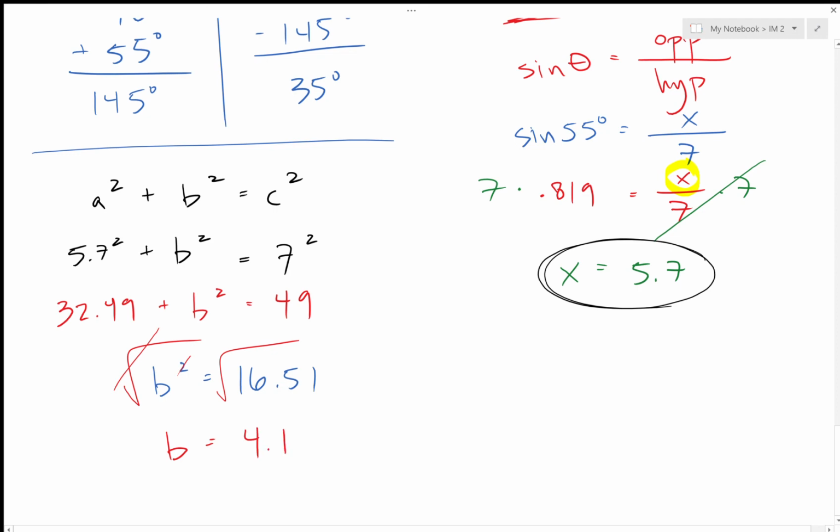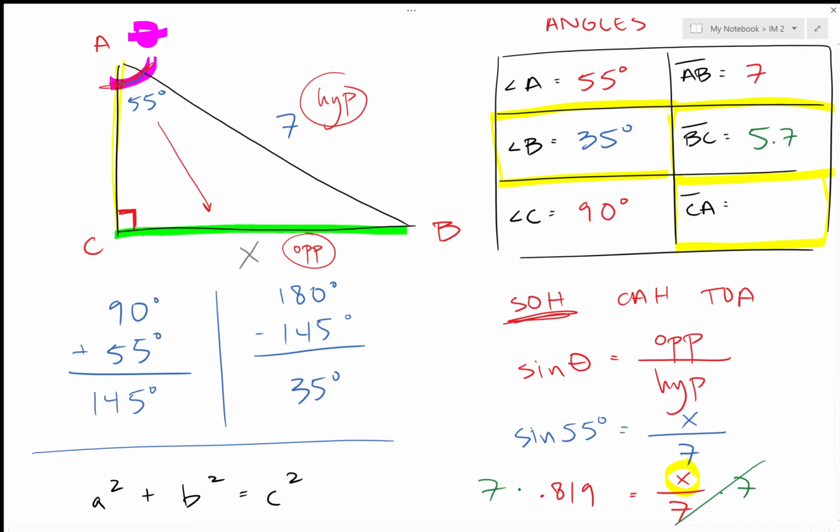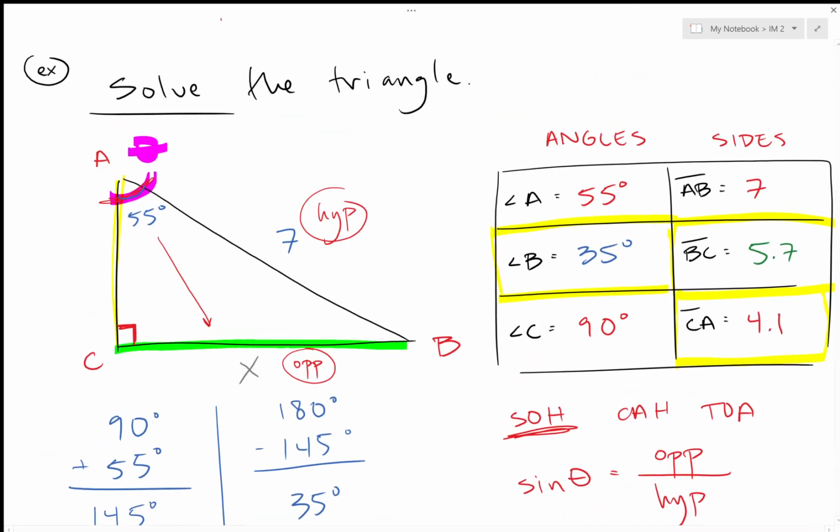So my missing side, in this case CA, is 4.1. If we take a look at it, all the numbers are in the same neighborhood, so these numbers make sense. If we get something really outrageous, we might want to check our work. Right there, that's all our displayed information. If you want, you can put it back onto the triangle.